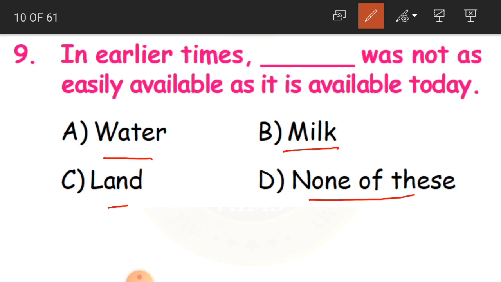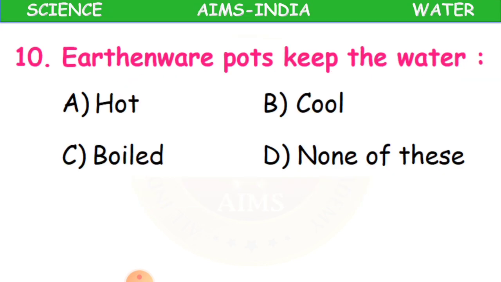No, because the last option is none of this. No, so it is what? It is water, children. A option. So especially drinking water was not available easily. So they used to go for long distances to fetch water. So that is why water is the correct answer.